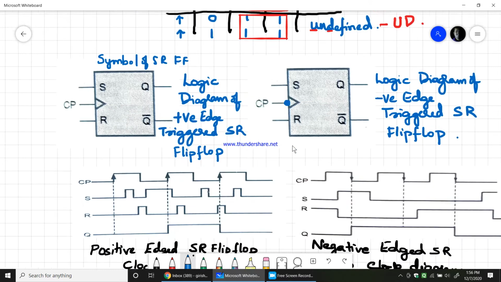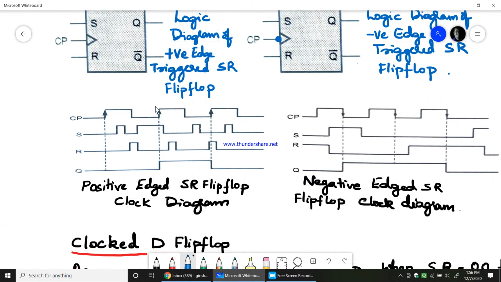Now if you look into the timing diagram or the clock diagram of the SR flip-flop, this is positive edge triggered. Until this triggering, irrespective of the value of S and R, the output remains 0. Now when the positive edge triggering happens, it looks at S and R. As S and R are both 0, the output remains 0. It means there is no change in the output. It remains in the same condition until the next clock pulse arrives.